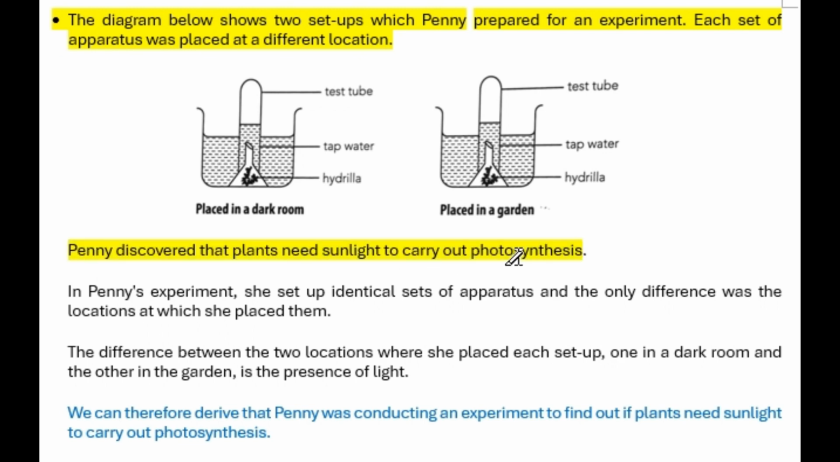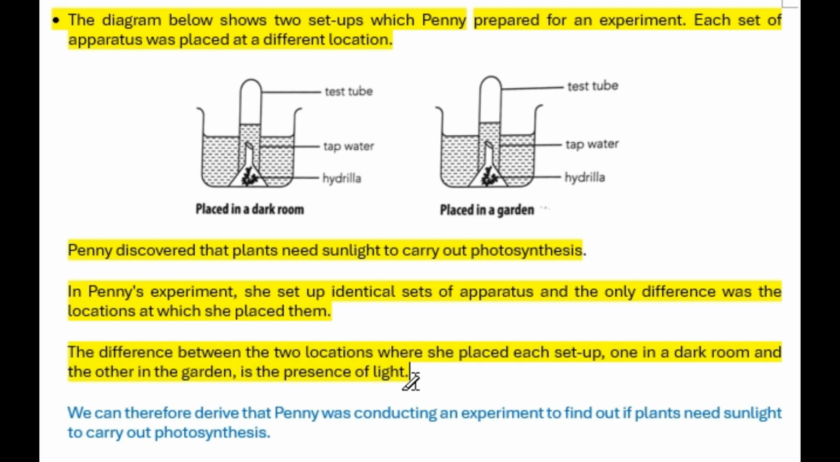Penny discovered that plants need sunlight to carry out photosynthesis. In Penny's experiment, she set up identical sets of apparatus, and the only difference was the locations at which she placed them. The difference between the two locations where she placed each setup, one in a dark room and the other in the garden, is the presence of light. We can therefore derive that Penny was conducting an experiment to find out if plants need sunlight to carry out photosynthesis.